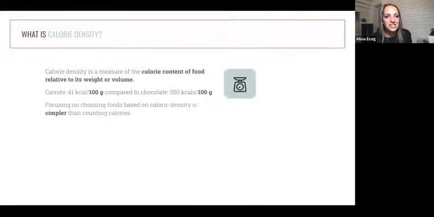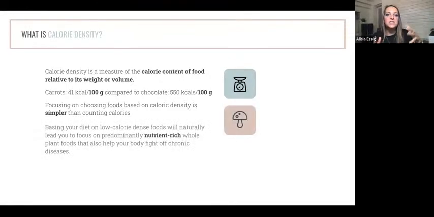How does that look and what is this? Well, let's look at it this way. Carrots have about 41 calories per 100 grams, where chocolate has 550 calories per 100 grams. So focusing on foods based off of calorie density is going to be a lot simpler than counting calories, and it's going to help you just naturally eat more nutrient-rich whole plant foods.